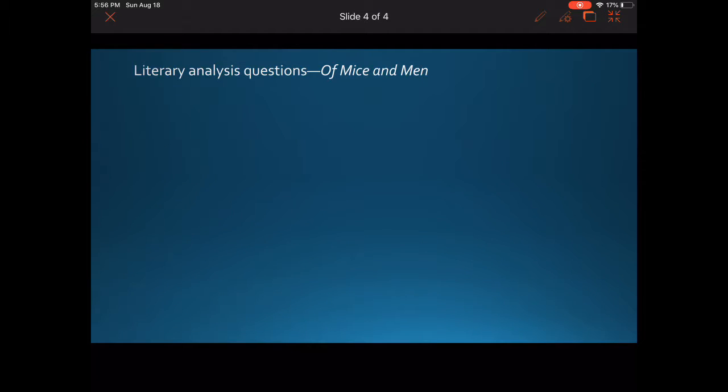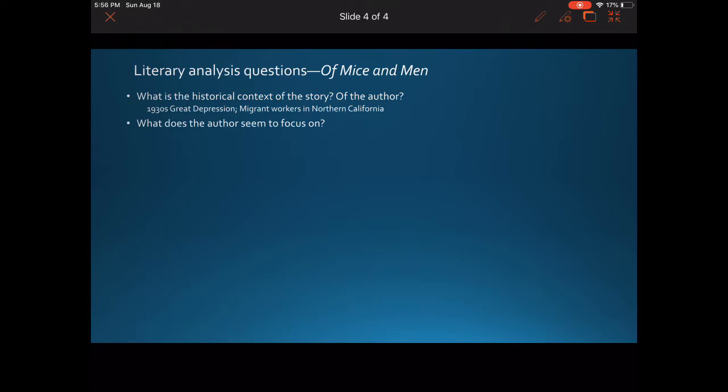So let's just do an example of these, of Mice and Men, a story that you've read. You don't have to write down these notes, but I just want to go through an example. Historical context of the story. It really matters that you know that this story is set in Northern California. It's the migrant community. That's during the Great Depression, these are people who don't have families or homes, and that's important because of their relationship with each other. What does the author seem to focus on? Well, I would say he focuses a lot on friendships. He focuses on the idea of what it means to be an outsider in this world. Who survives and who thrives in this environment. Those are some of the themes.